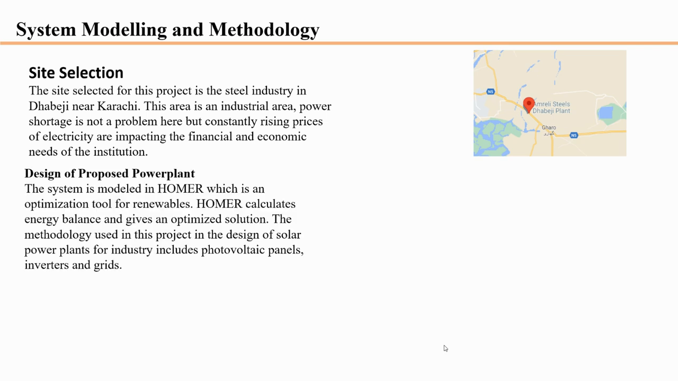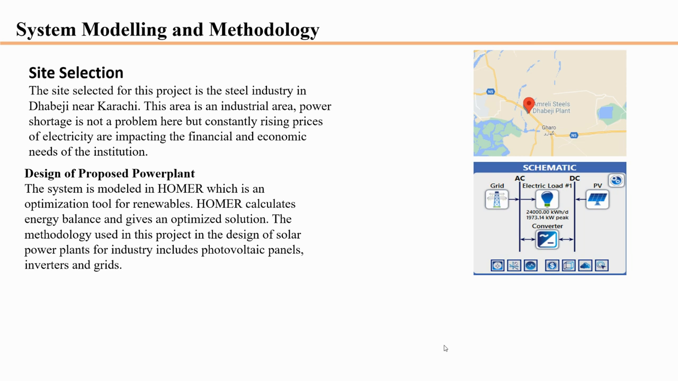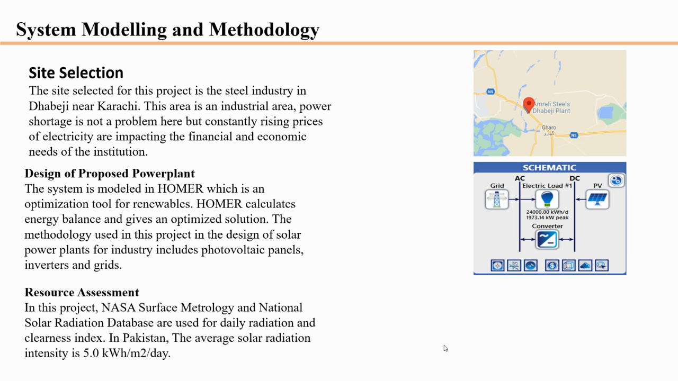The system is modeled in HOMER, which is an optimization tool for renewables. HOMER calculates the energy balance and gives an optimized solution. The method used in this project for the design of the solar power plant for industry includes photovoltaic panels, inverters, and the grid. The photovoltaic panels generate DC energy, which is converted into AC by the converter. Then it is transferred to the load, and the excess energy can be sold back to the grid.